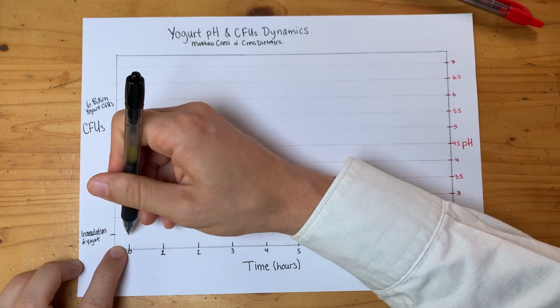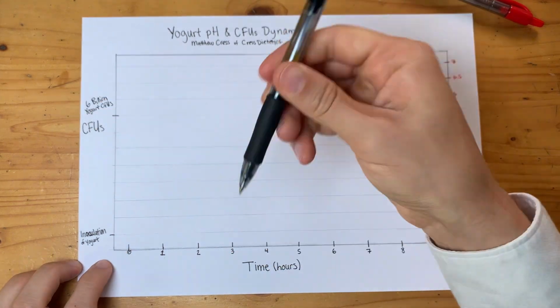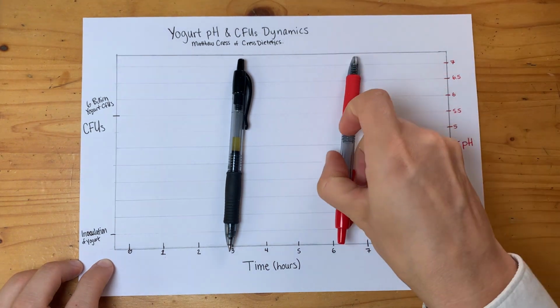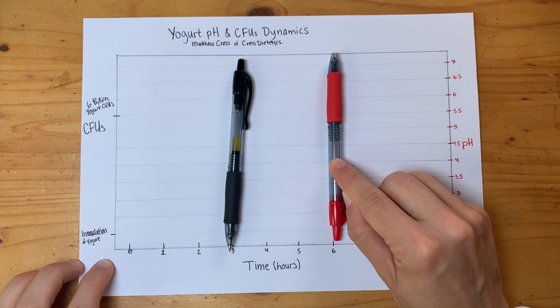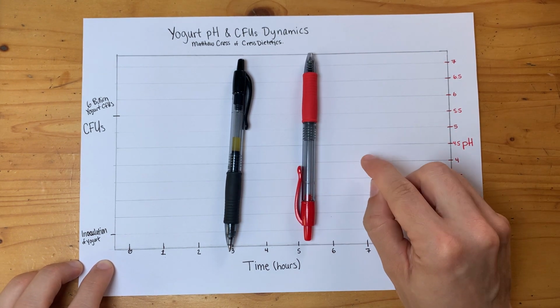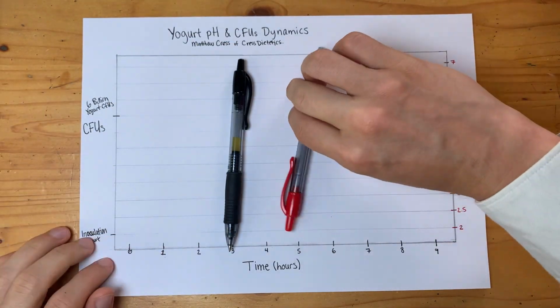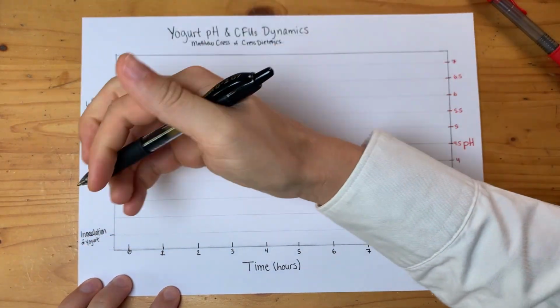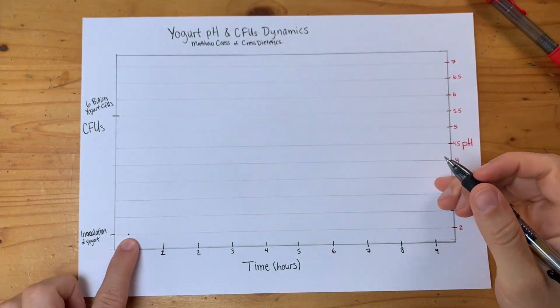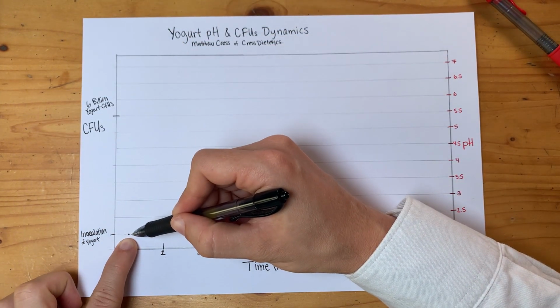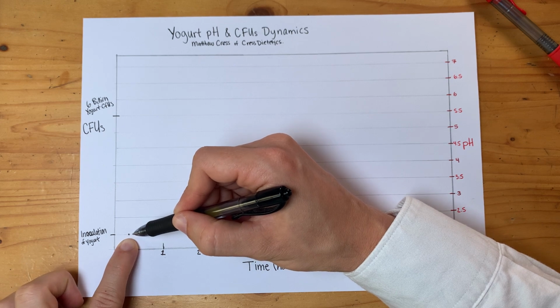Here I'm going to have an inoculation of yogurt, and I will have my CFU dynamics be my black pen, and I'm going to have pH be my red pen so that we can watch the dynamics of how these two lines are going to interplay with one another. So to get started, we're at 0, we've just inoculated, and my CFUs, my bacteria count, is minimal. It is at its inoculation phase.